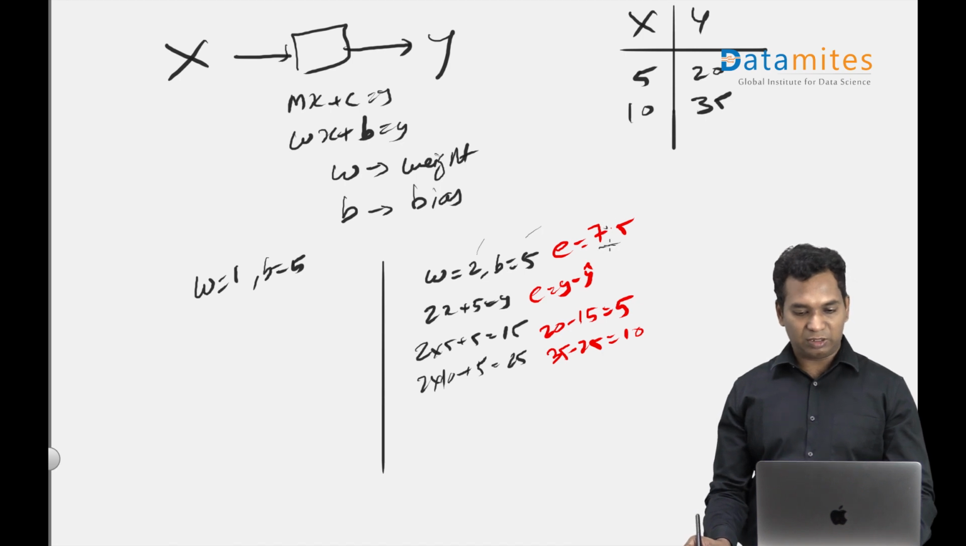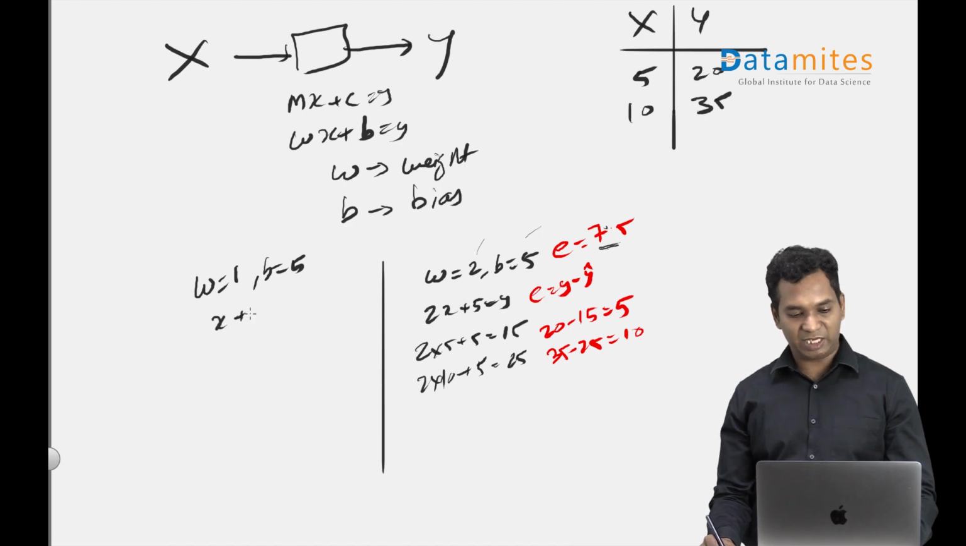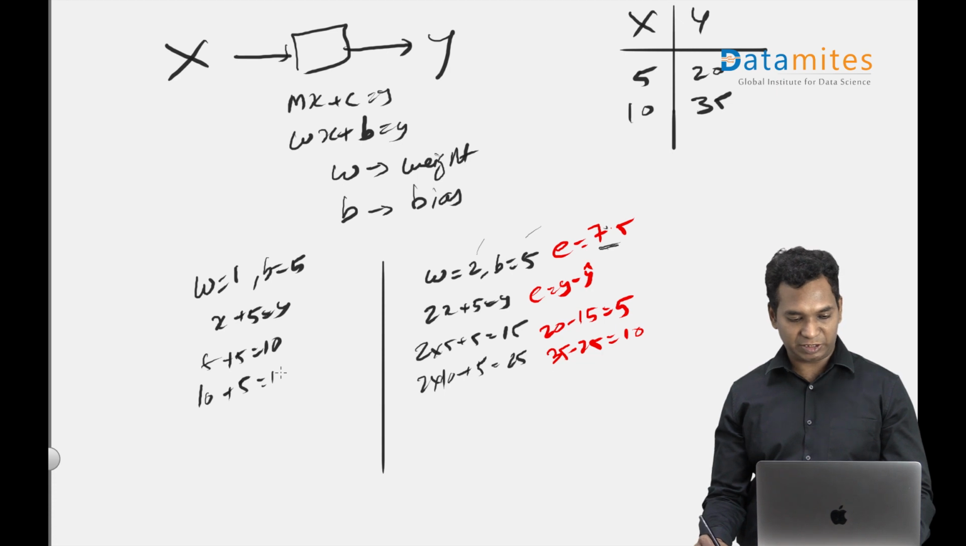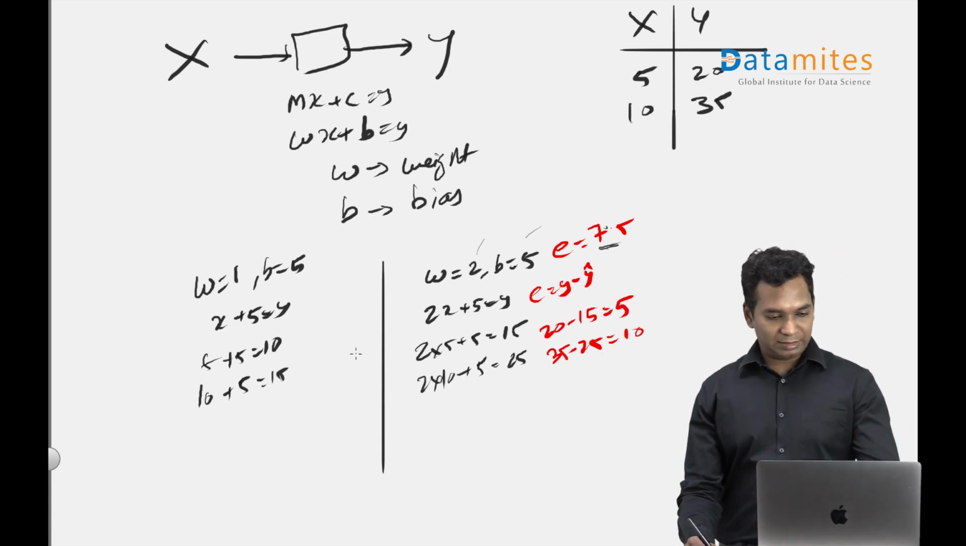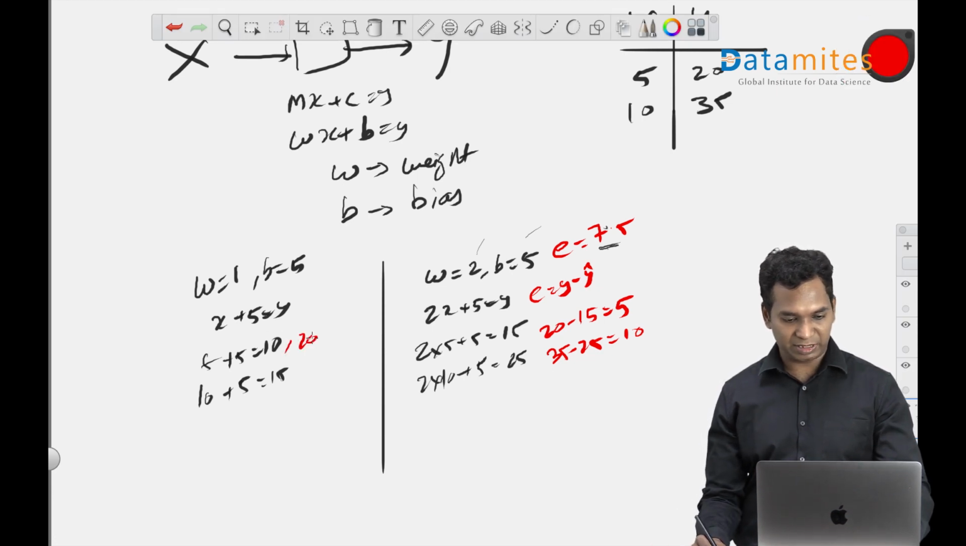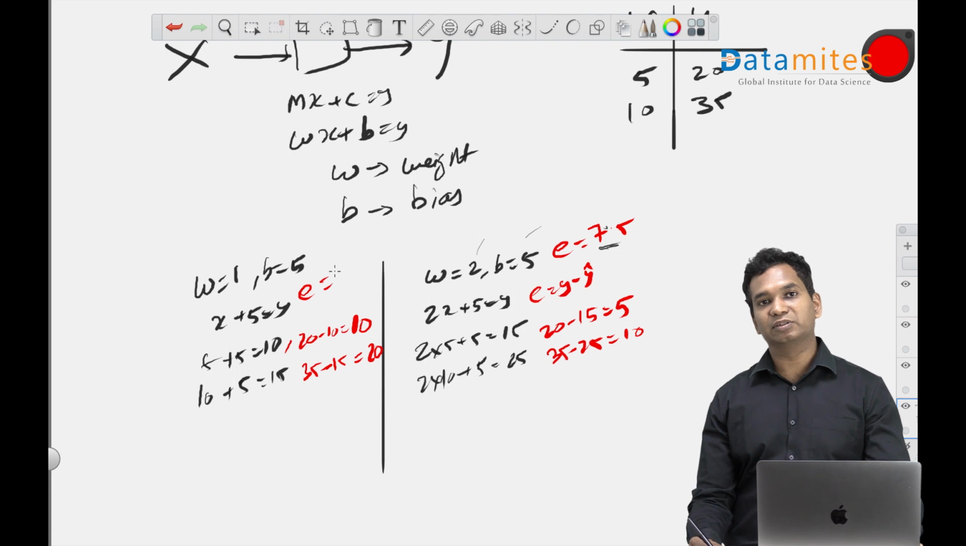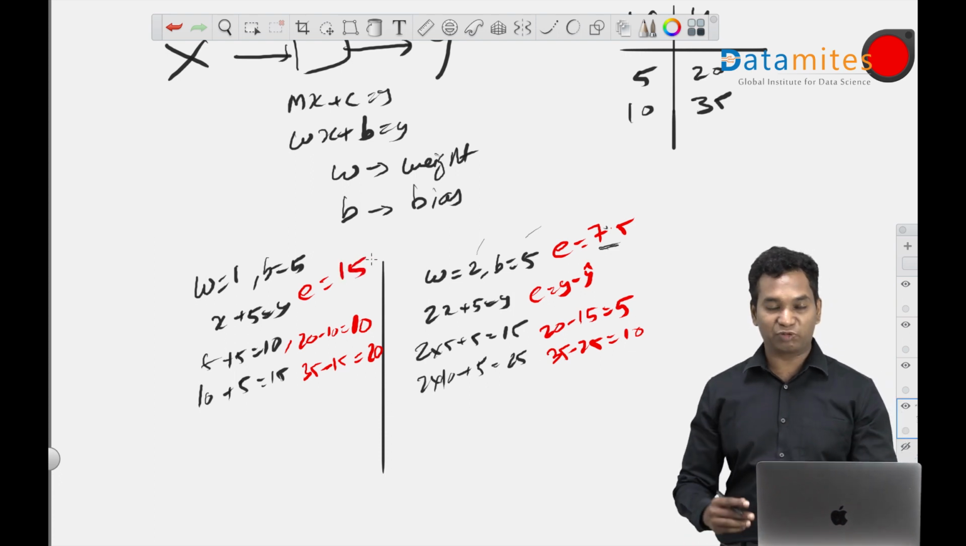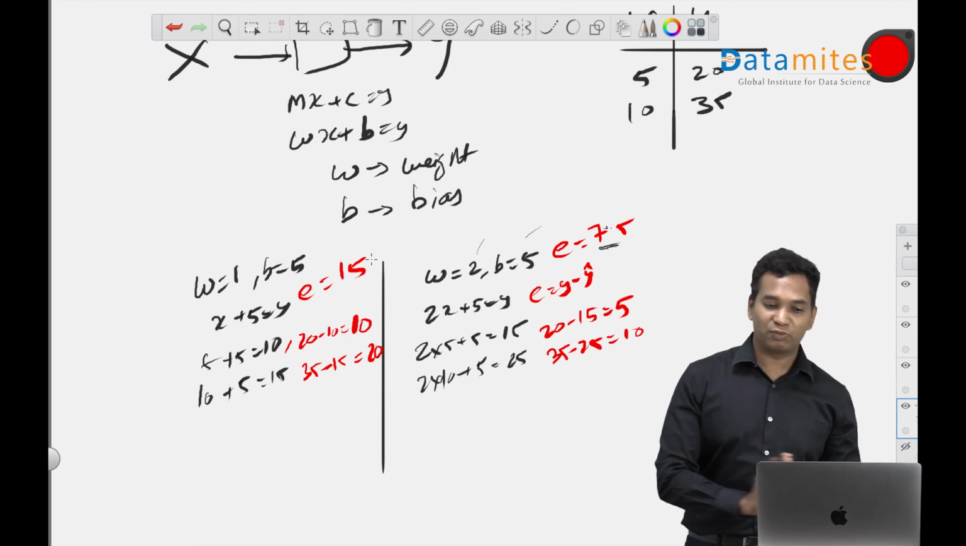I got a value of 7.5. Now, if the W is equal to 1, my equation becomes just x plus 5 is equal to y. Put those values. 5 plus 5 is equal to 10, and then this is actually 10 plus 5, which is equal to 15. Okay, and we will calculate the error values. In this case, it's actually 20 minus 10, which is 10 is the error value for the first data. For the second data, it's pretty high, 35 minus 15 is 20. Take an average of it. 10 plus 20 by 2 is 15. So the error has increased. So taking a lesser W value increases the error.